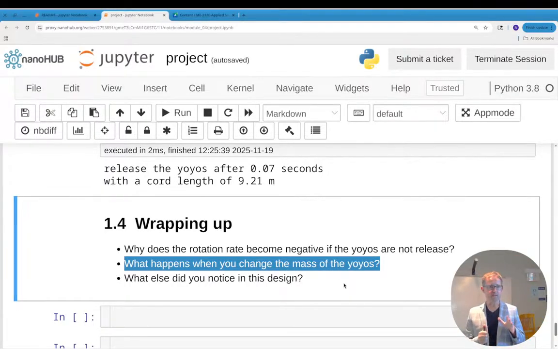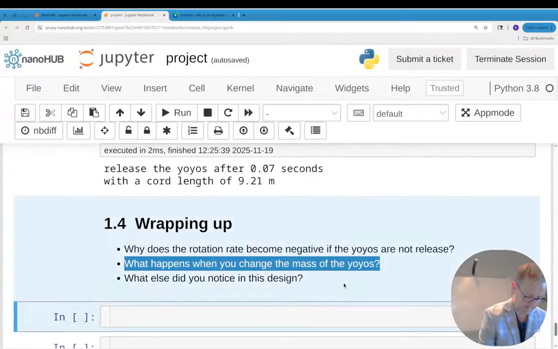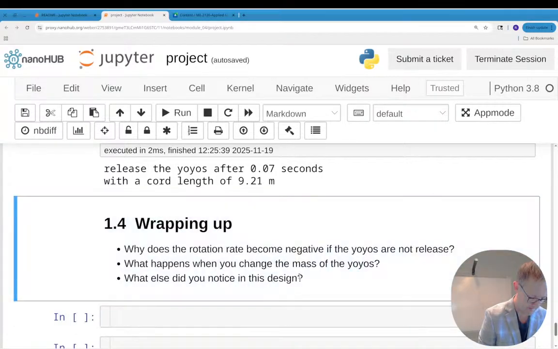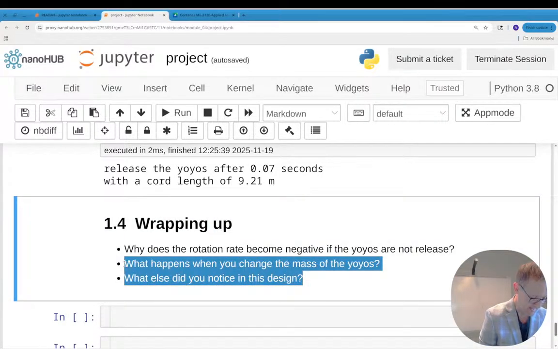What are the things you noticed here? I guess this is kind of two steps, right? What did you notice about your design? And then also, the question we looked at for at least one example: for your payload, what was happening as the mass of the yo-yos is changing, or what else did you notice? Was there anything worth exploring, talking about?